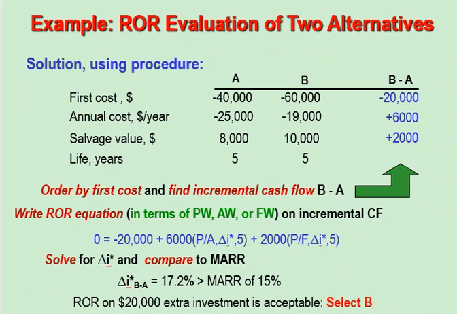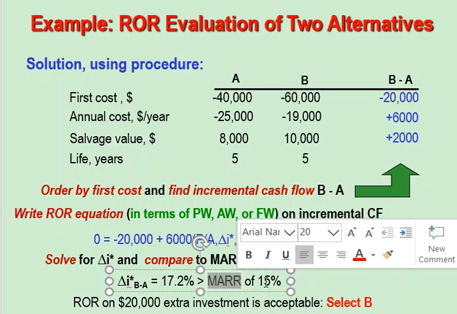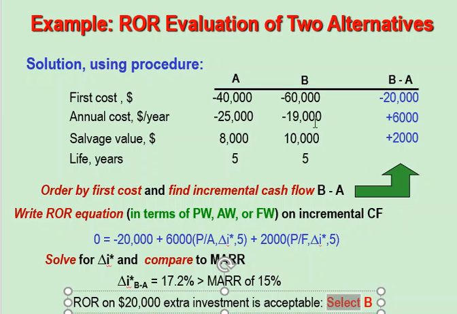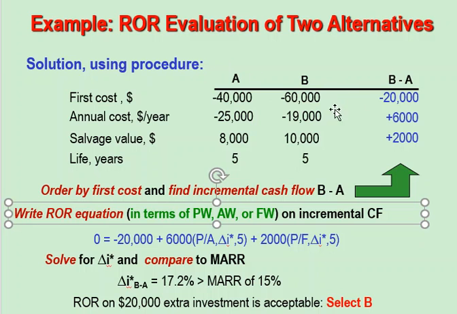And that's exactly what happened here. They said we have B minus A greater than MAR, so I select what? B. Okay, A is not good. So this is the way we get the incremental rate of return among two alternatives.